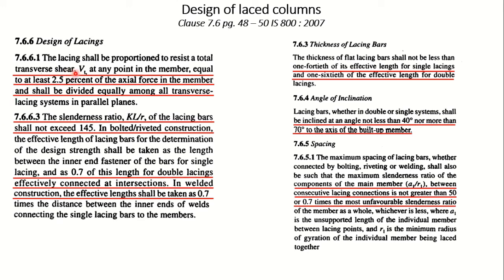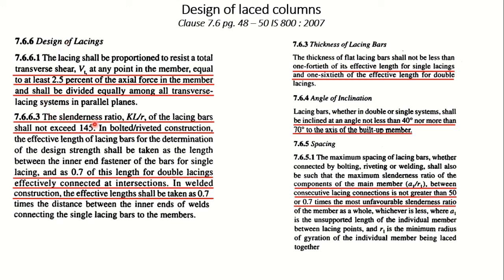So this Vt, what we calculate, will be divided equally into the number of lacing planes. Okay, so if we have two lacing planes, then divided by 2. And accordingly that will be calculated for the individual lacing bar. So it will be acting in a horizontal direction, transverse shear. Due to this transverse shear, the axial force coming in the lacing bar will be calculated. We can resolve that along the lacing bar, then calculate it and check whether that lacing bar can withstand that axial force. So that has to be checked over here.